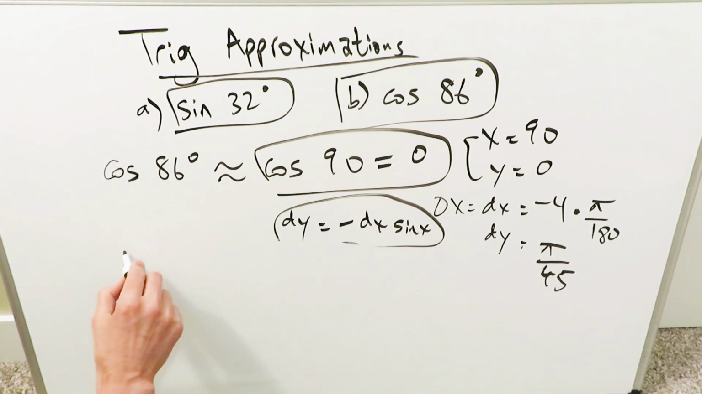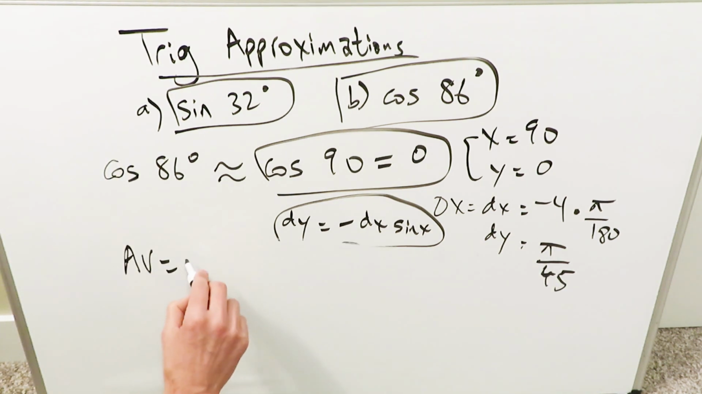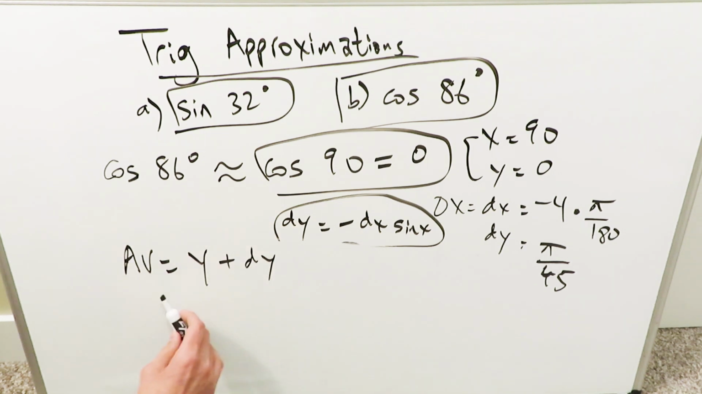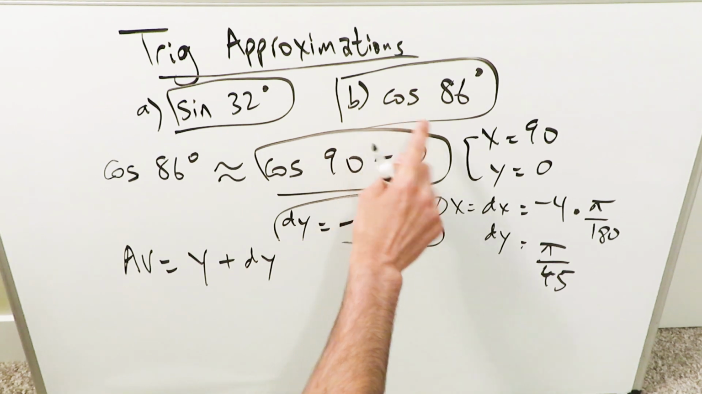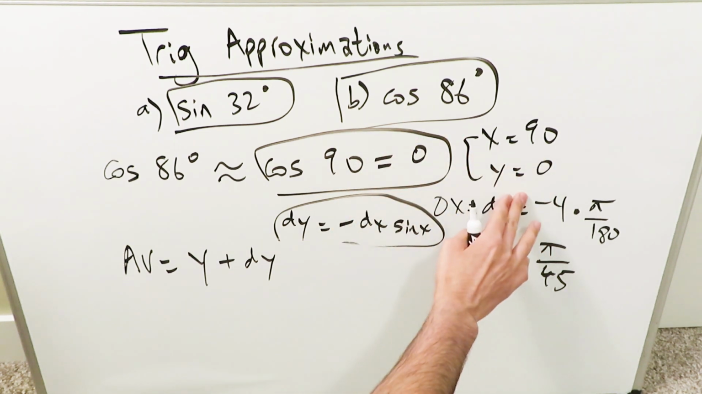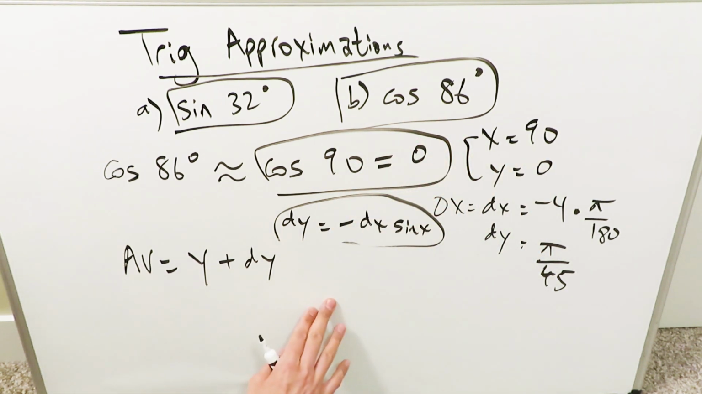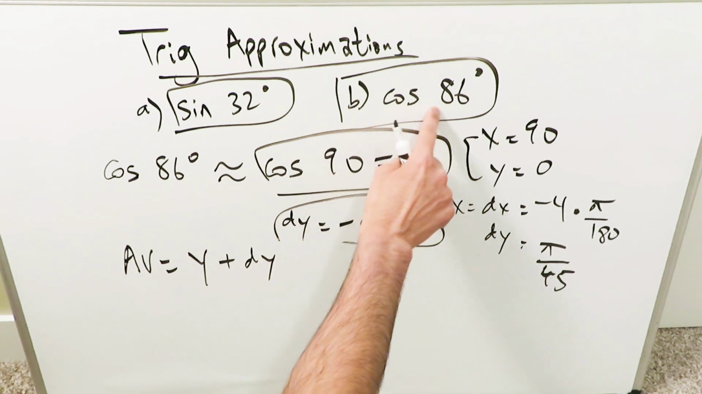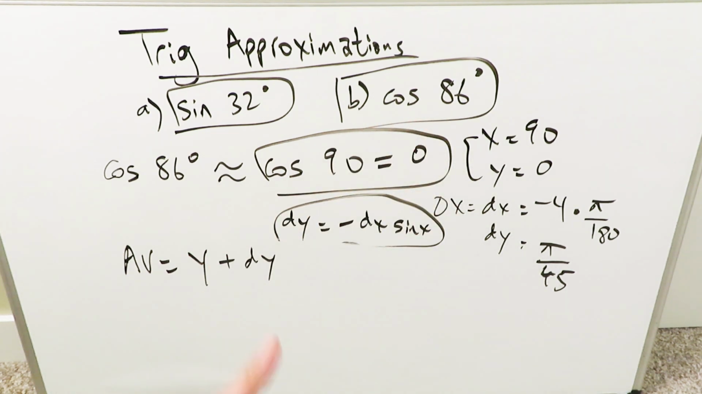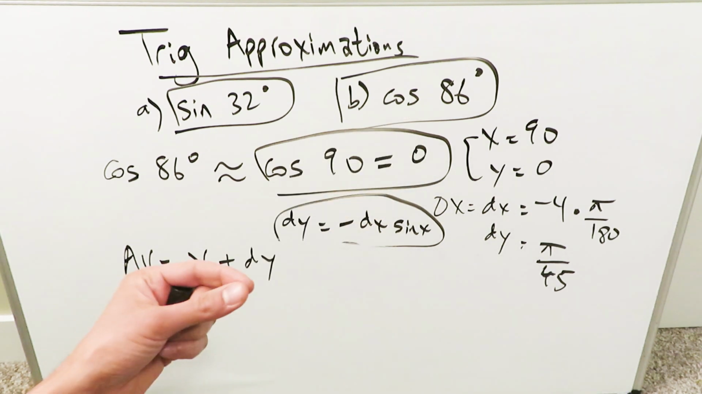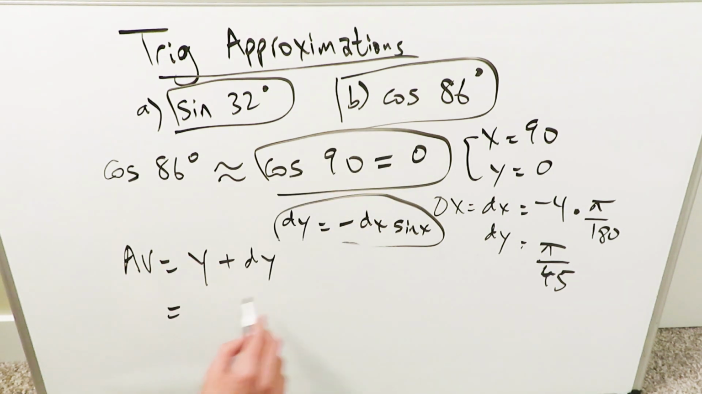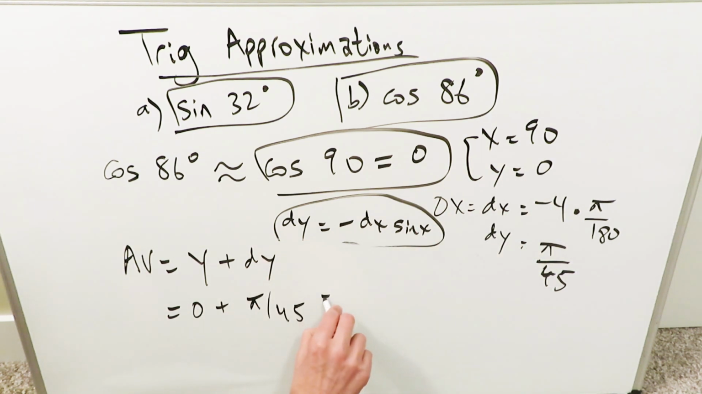Now all that remains is to determine our approximated value, which is always equal to y plus dy. And it's going to give me the value of cosine 86. The value of cosine 86 should be close to 0, but it doesn't have to be. The formula should give you a value which is close to the calculator value for this, and that's what our goal always is. The approximation should match what your calculator is or be very close to it. What's my y value here? It's 0, because cosine of 90 is a 0, plus pi over 45, which is my dy.